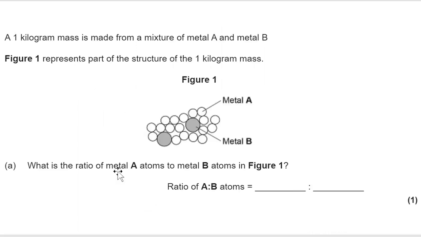So taking a look at part A, what is the ratio of metal A atoms to metal B atoms? So you're simply counting them up, and if you do that carefully, you'll see you've got 18 of the A's and 2 of the B's. Now that gets the mark, but we can obviously simplify that to 9 to 1.